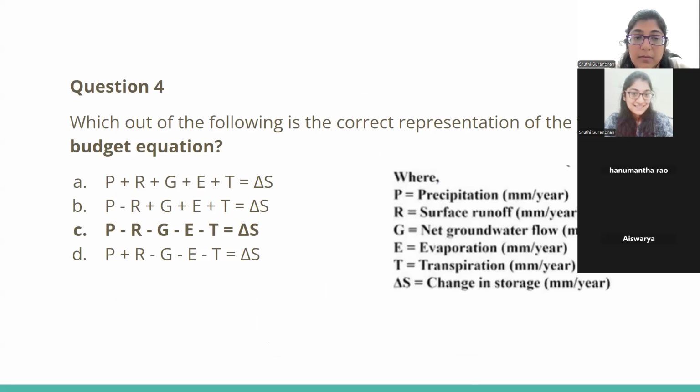Like Hanumanta, you had asked about problems. Focus on this area. I think definitely one problem will come asking: the rainfall is given, the evaporation is given, what will be the runoff? Questions of that sort. So what is the water budget equation and the formula for the water budget equation?